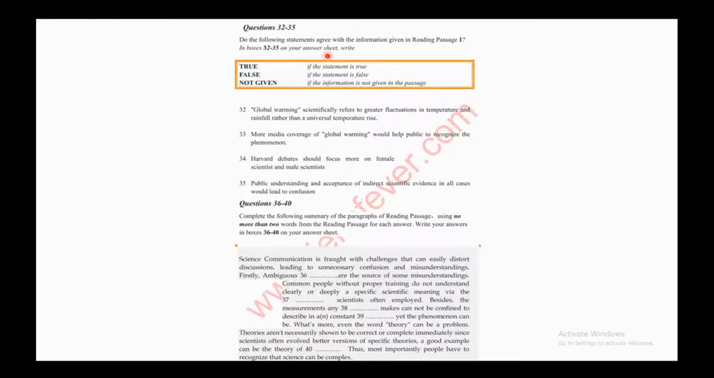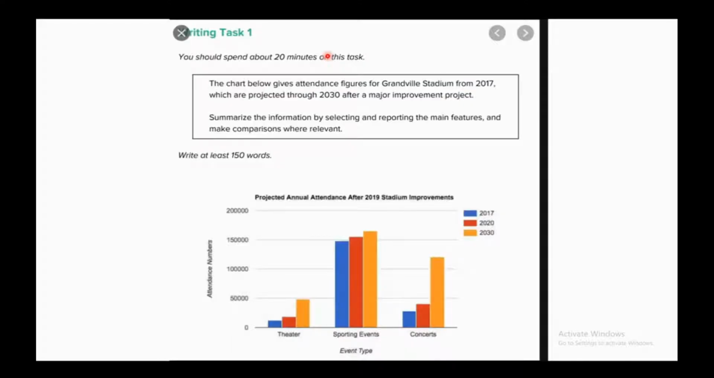After this, I'll be showing you the writing tasks. This is the end of the reading: 3 paragraphs and 40 questions. 60 minutes will be given to you. Now let's talk about the writing.